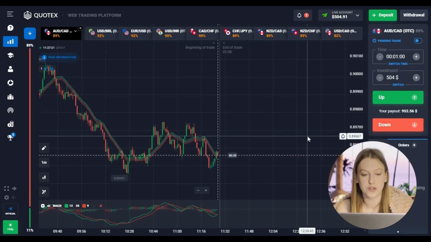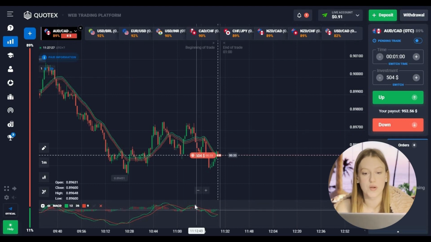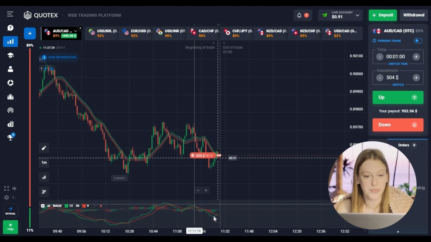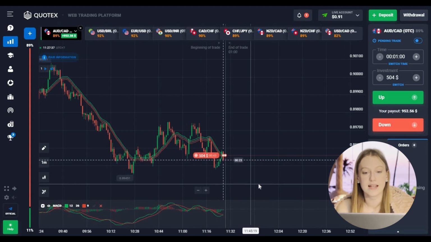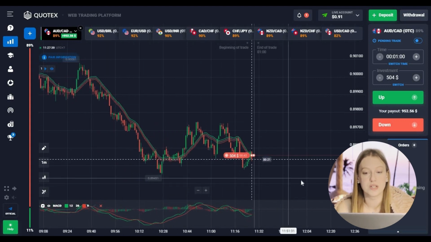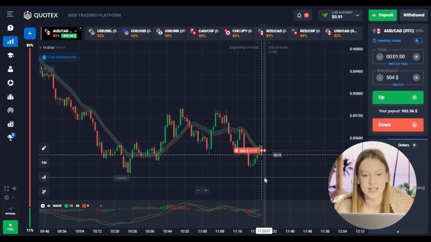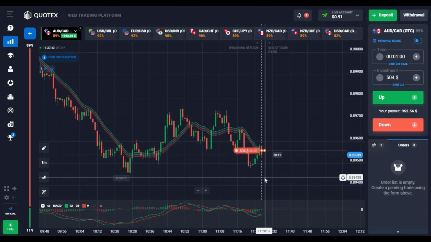The Australian dollar and Canadian dollar currency pair again. I open a trade down. I see an excellent entry point. We can notice that volumes are decreasing on the MACD indicator. The green histogram is approaching zero. This gives us a signal of further downward movement. The candles begin to cross the envelopes indicator, and this also indicates a decline.